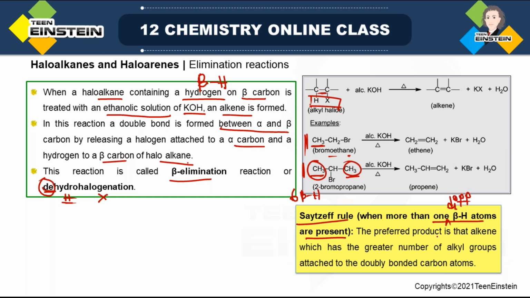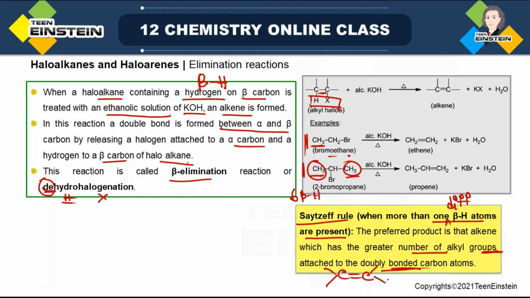And it says that the preferred product is that alkene which has a greater number of alkyl groups attached to the doubly bonded carbon atoms. So you have 2 doubly bonded carbon atoms, and there will be a total of 4 positions where there may be some alkyl group. Okay, you have to count the alkyl groups, and where the number of alkyl groups is higher, there will be the chance of formation of that alkene according to the Saytzeff rule.